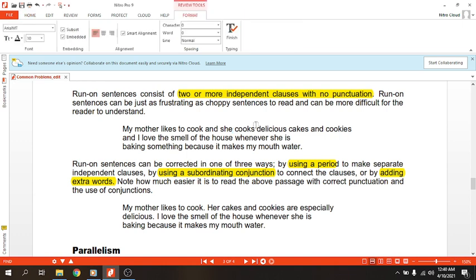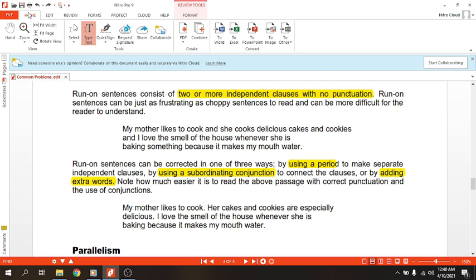Gini ya, my mother likes to cook, koma. Sorry, bukan situ, harusnya di sini. Aduh, salah tempat sih. Sorry guys, can't do that. Saya bisa perbaiki sini. Ya intinya sini, my mother likes to cook, comma, and she cooks delicious cakes and cookies. Titik. Ya kan, lalu I love the smell, sudah hilang and-nya. And I love the smell of the house whenever, itu bisa.